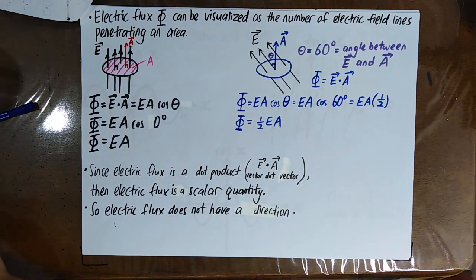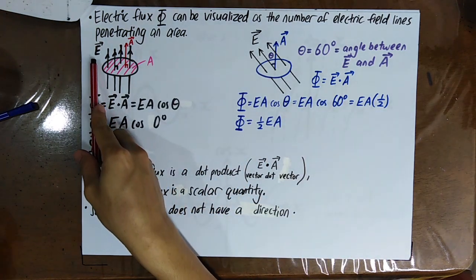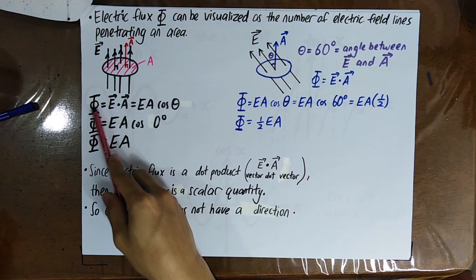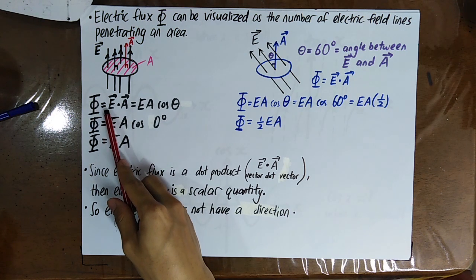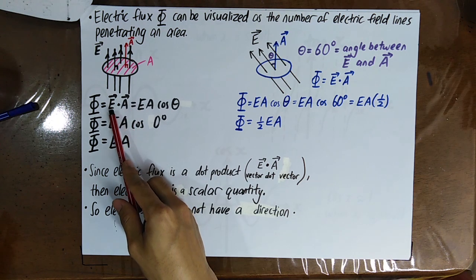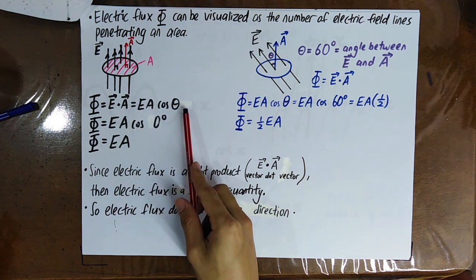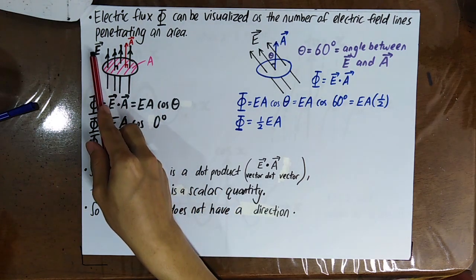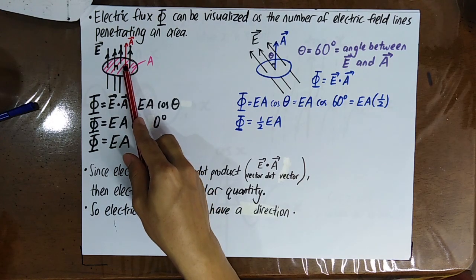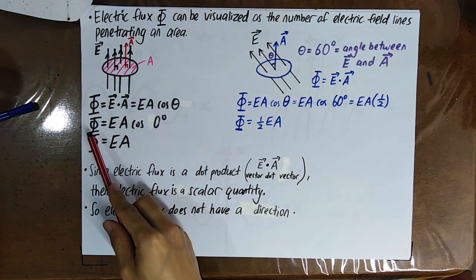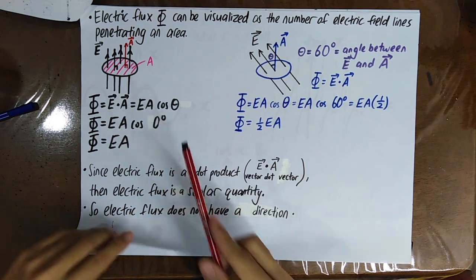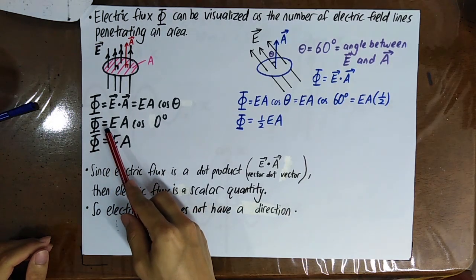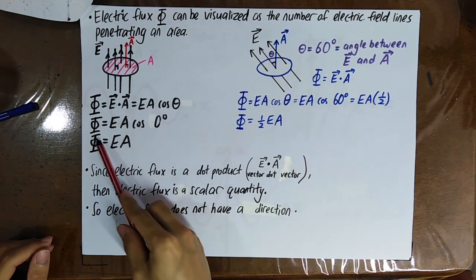So now let's say that the electric field is parallel to the surface area element. And then the formula for the electric flux phi is equal to E dot A. That means that it is equal to EA cos theta, where theta is the angle between E and A. So now when E and A are parallel, the angle between them is 0. So cos 0 is equal to 1. So you know that phi is equal to EA times 1, which is equal to EA.